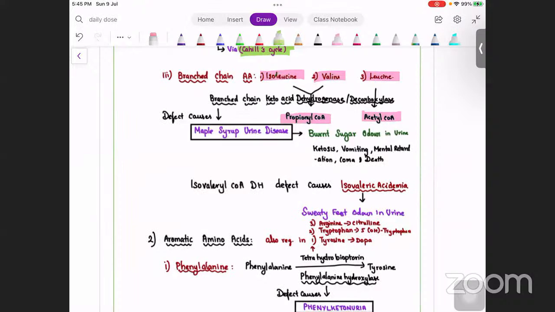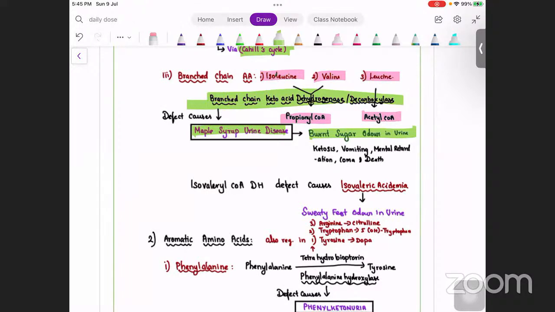One important step is branched chain keto acid dehydrogenase or decarboxylase. A defect in this enzyme could result in maple syrup urine disease, where you see the burnt sugar odor in the urine. Very, very important one.